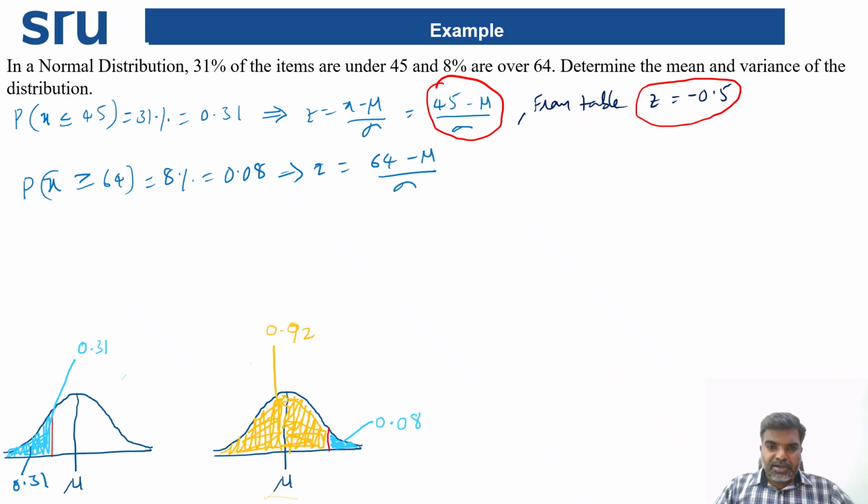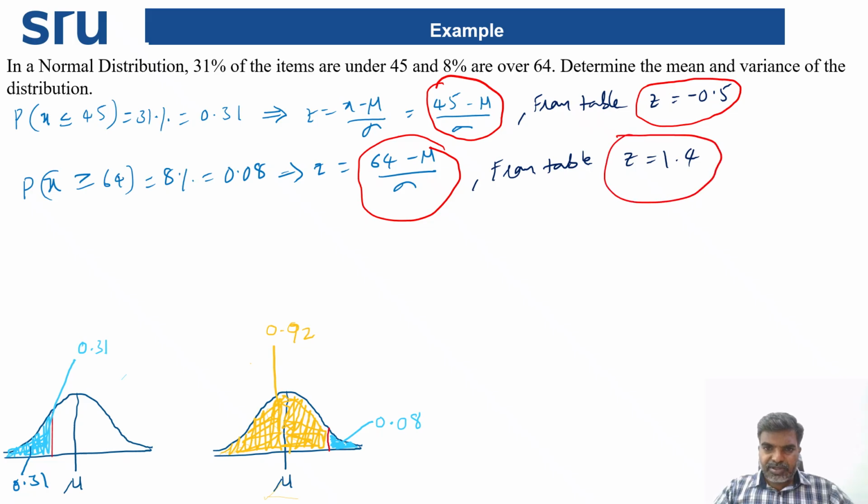From the table, okay, once again look at this. This is the z value from the formula in the second case. Now we are finding the z value from the table. From table, z equals 1.4. Okay, you have to observe, one value we are getting from the formula and one value we are getting from the table. So we have to equate these two values.